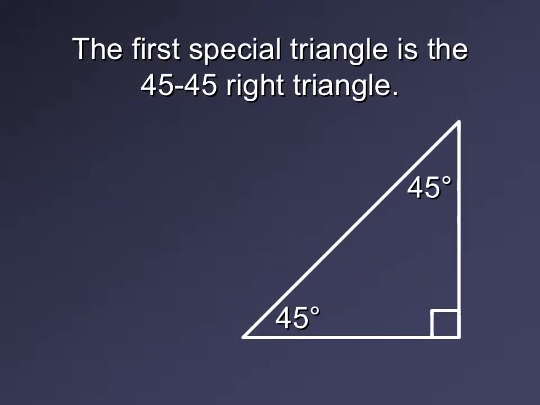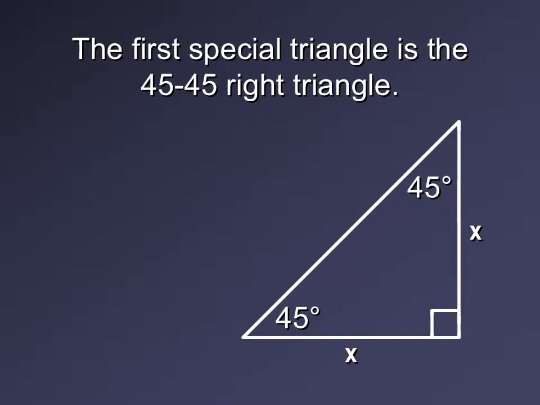So the first special triangle that we have is a 45-45 right triangle. So 45-45 means that the acute angles are the same, which means that the legs also have to be the same. So if this is x, if this is a measure of x, then the other leg also has to be a measure of x because they are the same.